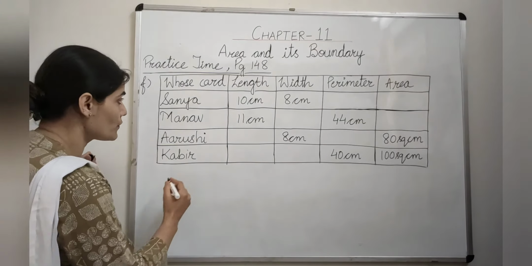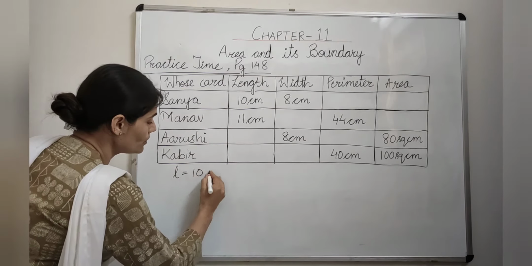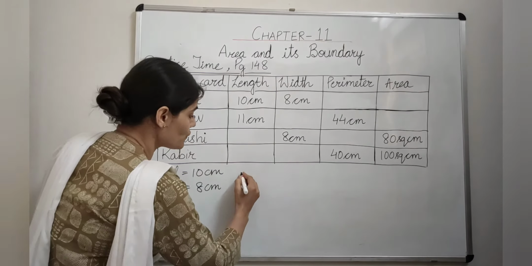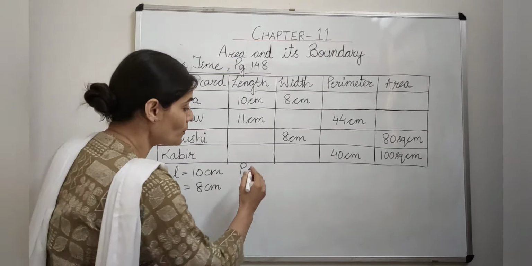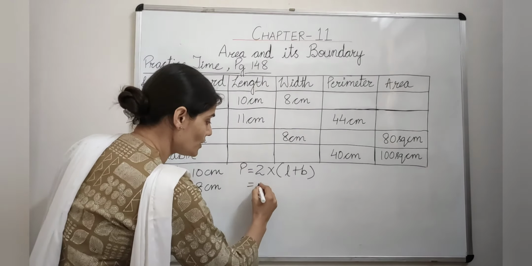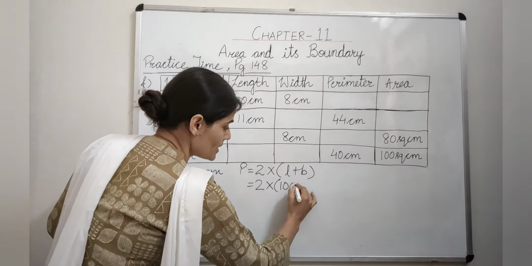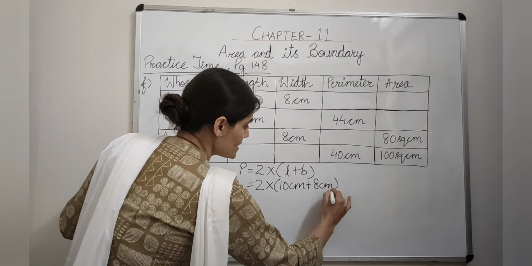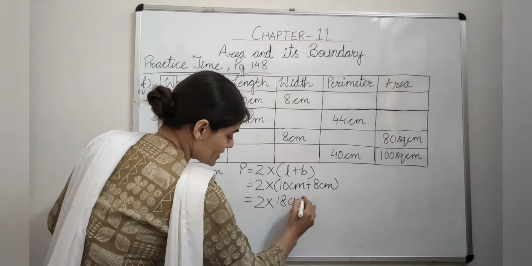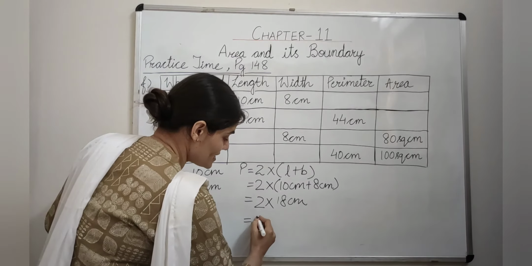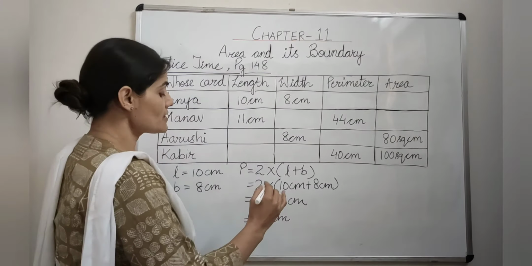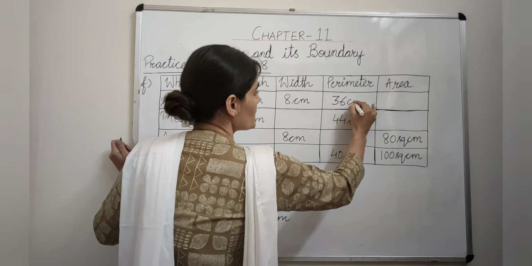So, let's write the information here. Length is equal to 10 cm. Breadth is equal to 8 cm. So, let's find the perimeter, everybody. What is the formula? Twice of length plus breadth. Let's put the values in this formula. Length is 10 cm. Breadth is 8 cm. Now, 2 times 10 plus 8 makes it 18 cm. And twice of 18 is equal to 36 cm. So, the perimeter of Sanya's card is 36 cm.